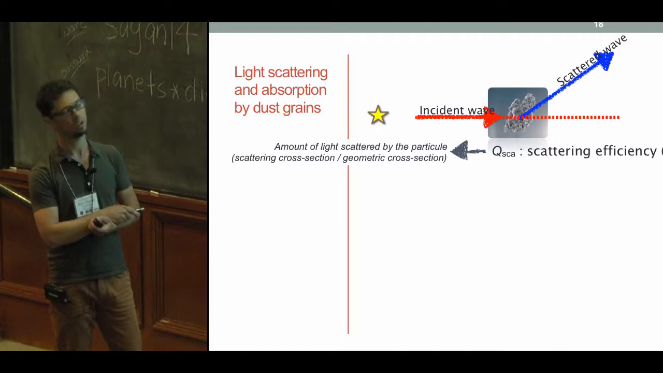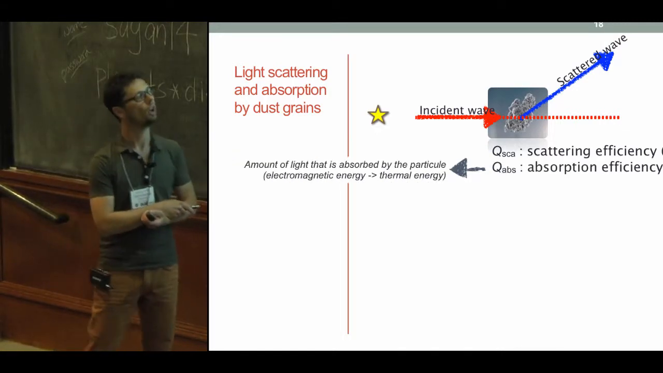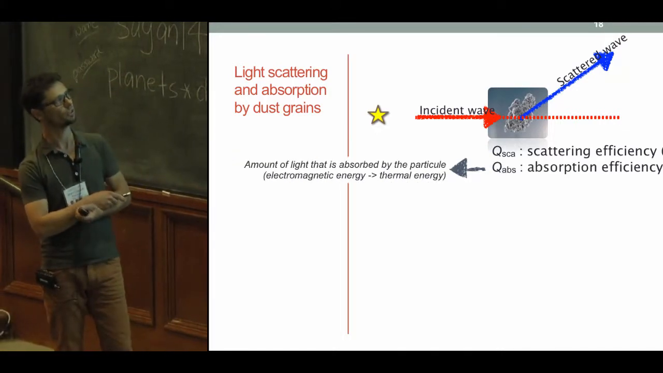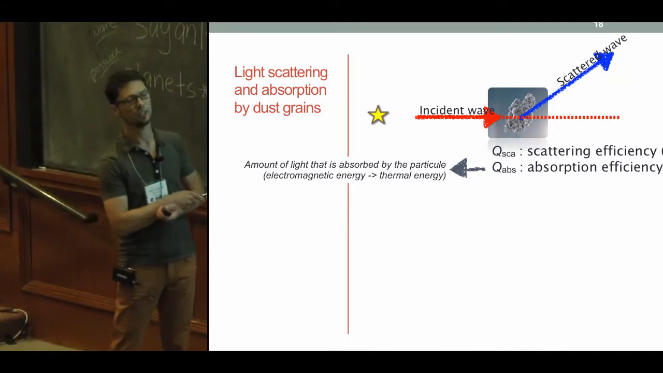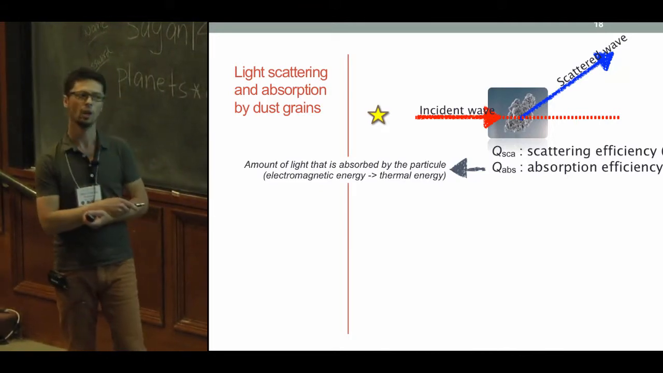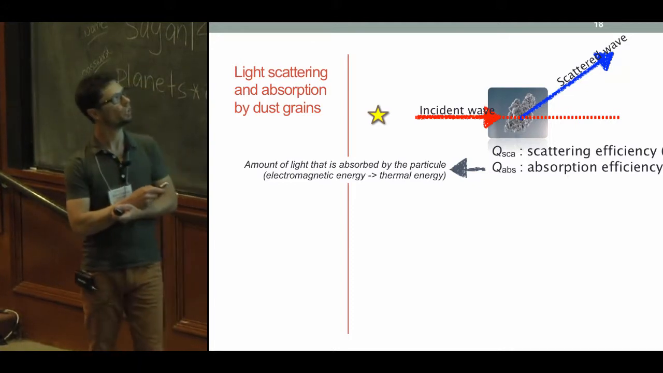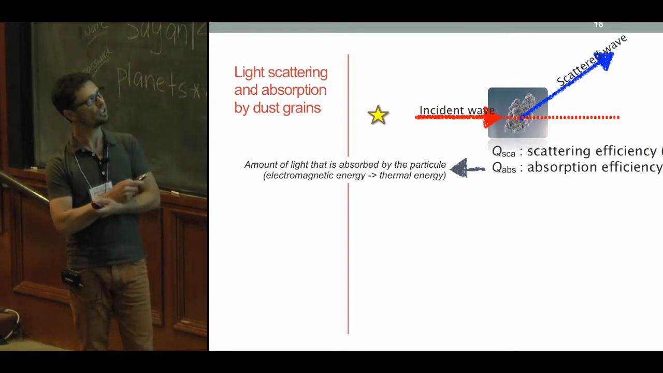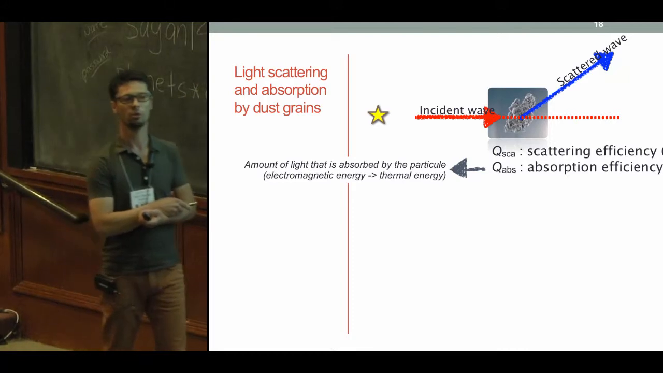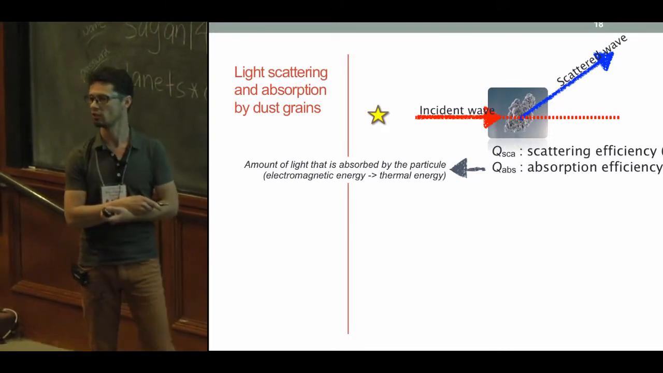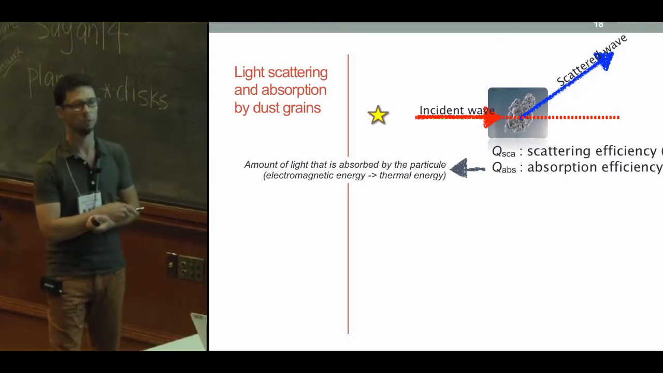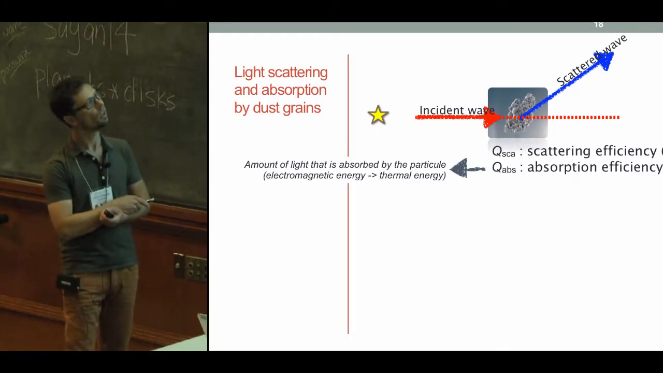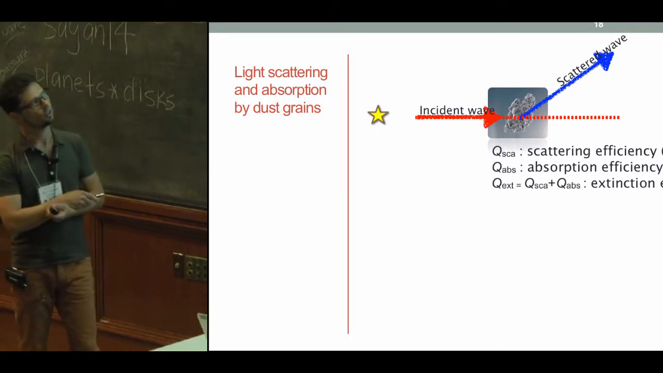You define another one that you just saw a couple of slides ago, which is the absorption efficiency, which is the amount of light absorbed by the grain, which means the amount of electromagnetic energy that will be transformed into thermal energy. So this is the energy that will be used to heat your grains that will emit at long wavelengths. You define the extinction efficiency.